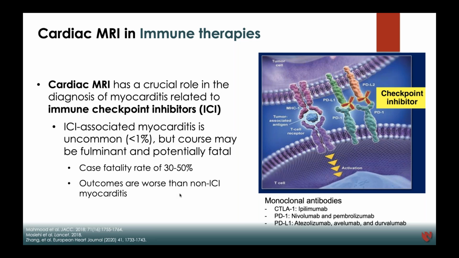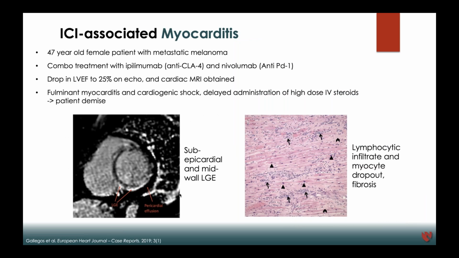So early diagnosis of this is crucial, and accurate diagnosis is also crucial. And cardiac MRI is a mainstay of our tools to diagnose checkpoint inhibitor myocarditis. This is a case study of a 47-year-old patient with metastatic melanoma. She was getting combo treatment with ipilimumab and nivolumab. She had a drop in ejection fraction to 25% on her echo, and cardiac MRI confirmed the reduced EF and had an LGE pattern that was diagnostic of myocarditis, with diffuse subepicardial LGE. You can see it up here in the anterior septum, a little more faint, but definitely can't miss that in the inferior wall into the inferior septum here.